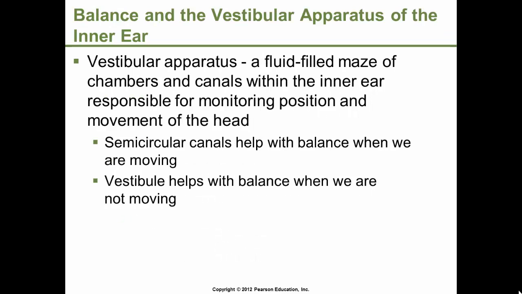The vestibular apparatus is a fluid-filled maze of chambers and canals within the inner ear, and is responsible for monitoring the position and movement of the head. The semicircular canals help with balance when we're moving, and the vestibule helps with balance when we are not moving.